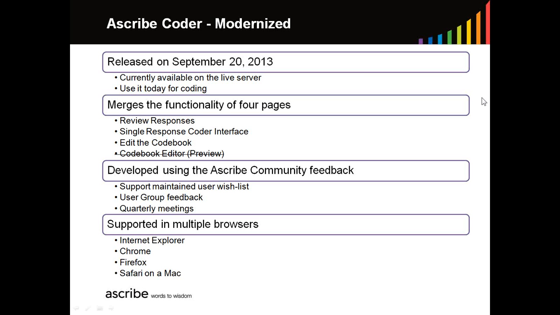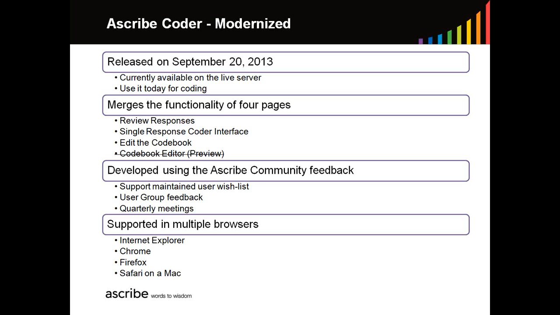There we go. So I like to begin with the PowerPoint to make sure that we're all on the same page with Ascribe Coder. And I start out just telling you briefly about Ascribe Coder. Ascribe Coder was released on September 20th of 2013. It is available today on the live servers. So you can access Ascribe Coder today when you right-click on a question. It is an option. And it is being used today for coding. It's out there, it's live, and it works.